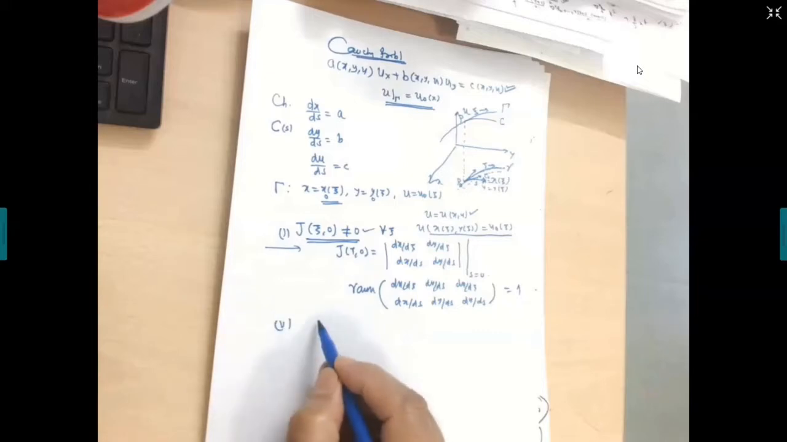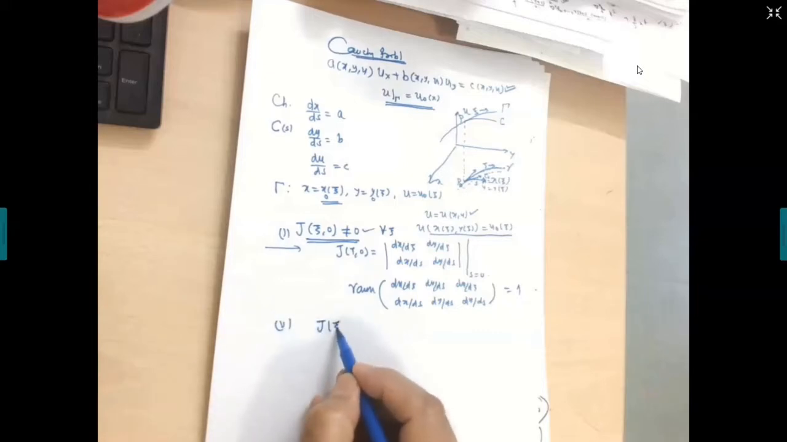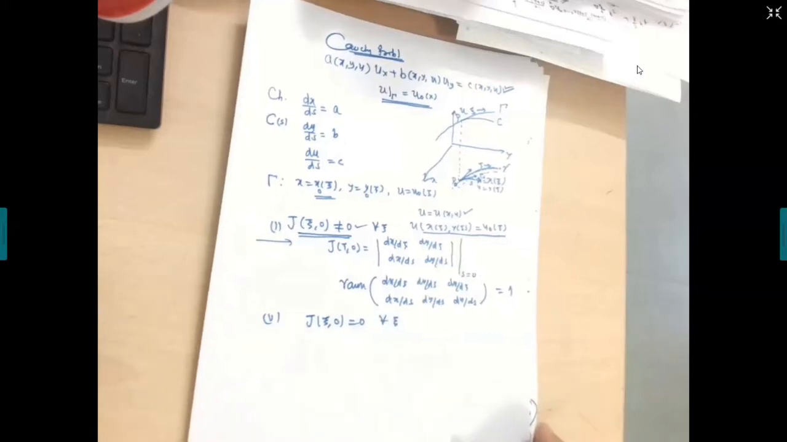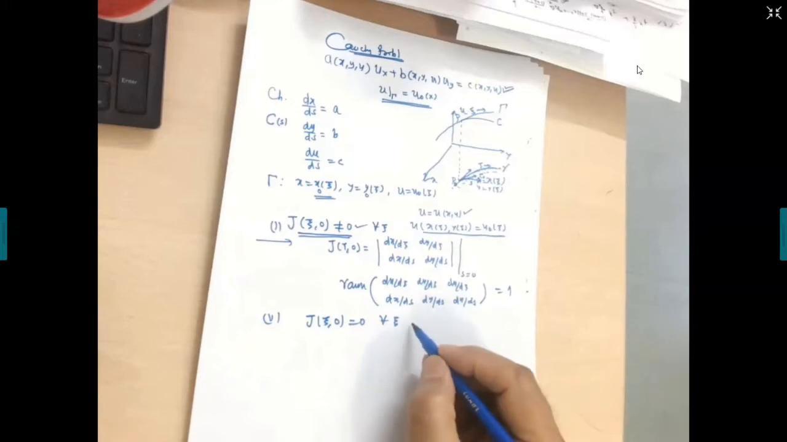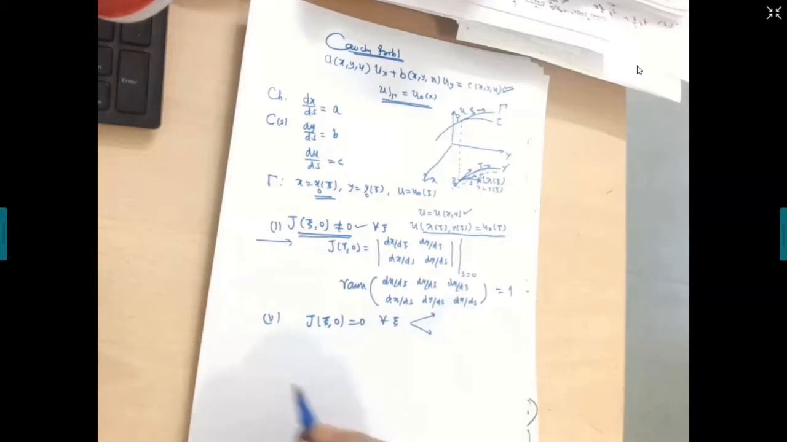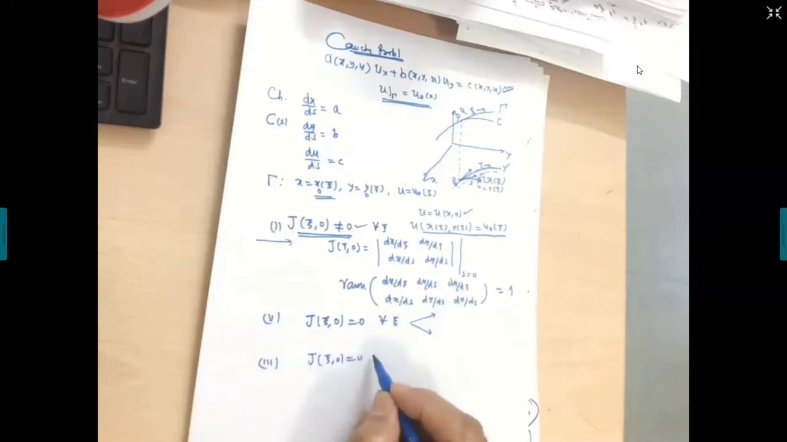Now, this is the first case. The second case: if J of xi equals 0 for every xi, in that case, what happens? Maybe infinitely many solutions or no solution, depends on the rank. Very good. What is the third case? Do you remember what I said? It is the particular case that it should be 0 for some xi, say xi equal to xi naught.